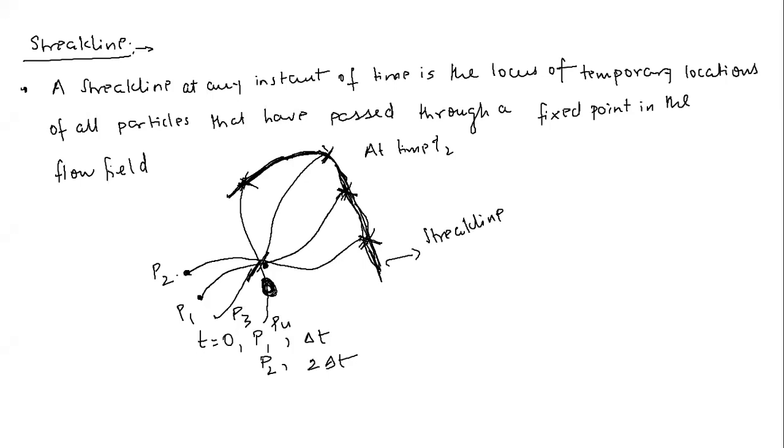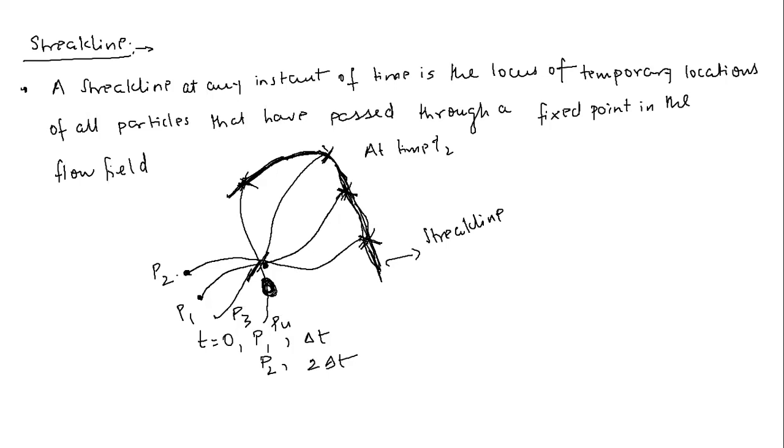A very simple example of a streak line is the smoke coming out of a chimney in a factory. If you focus your attention at some point in space, you will observe a number of fluid particles passing through that point. If you join the positions of these particles at some moment of time, that will give you the streak line.